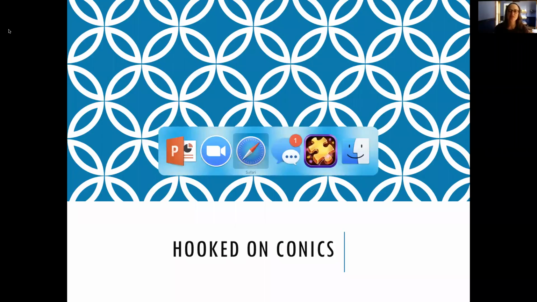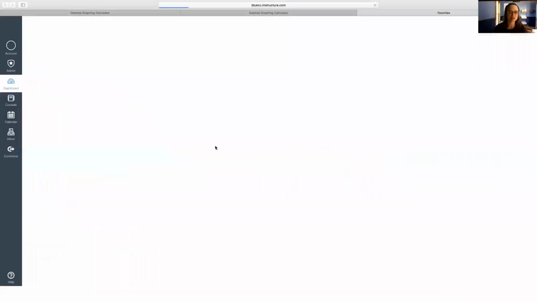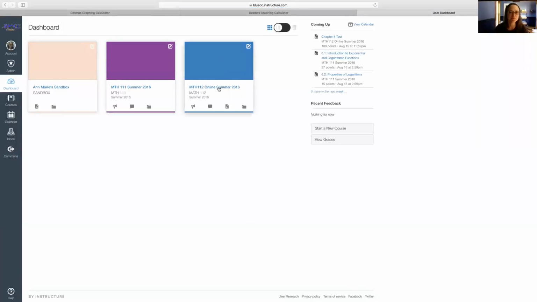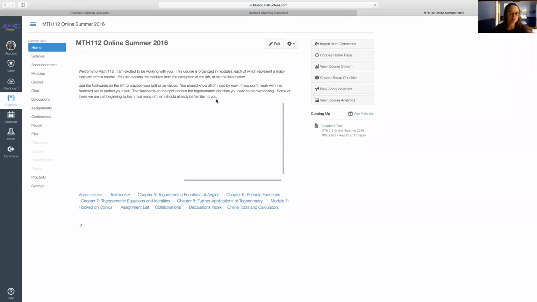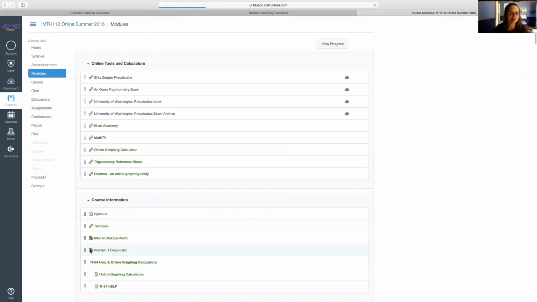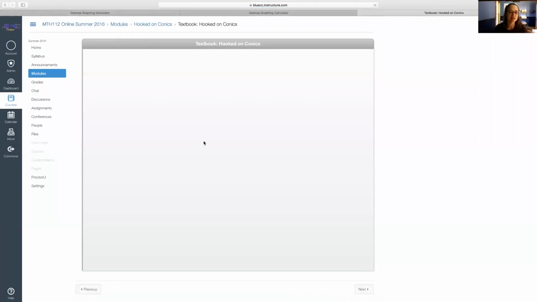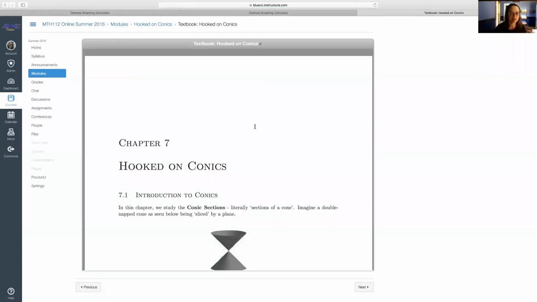Now, I do want to tell you that the textbook section for this unit is not in our usual textbook. So I want to show you where to find the text, because our normal textbook link won't get it for you. So click on the module 7, Hooked on Conics. Sorry about the 7. This happens to be chapter 7 in its textbook. But once you click on that, it will open up this module page. And if you click on the textbook Hooked on Conics, it will open up your textbook in a frame.